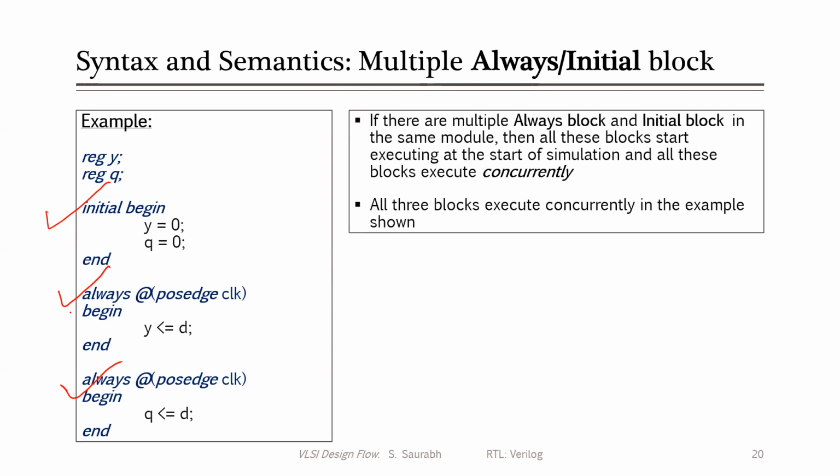This is how the parallelism in hardware is captured in the language. If there are multiple always and initial blocks in the same module, then all these blocks start executing at the start of the simulation, and all of them execute concurrently. All three blocks execute concurrently in the example shown. And as a designer, you don't have control over which one will be executed first. The simulator will decide on its own in an arbitrary way, and your circuit should produce a correct result irrespective of the order chosen by the simulator.